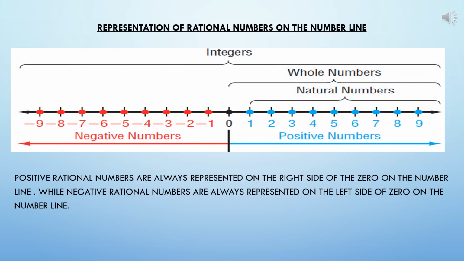Now let's continue our first topic, that is representation of rational numbers on the number line. As we see in the slide, the number line is the collection of negative numbers, positive numbers and 0. And 0 is the mid value which separates the positive numbers and negative numbers, and it can never be negative or positive. Positive rational numbers are always represented on the right side of 0 on the number line, and negative rational numbers are always represented on the left side of 0 on the number line.